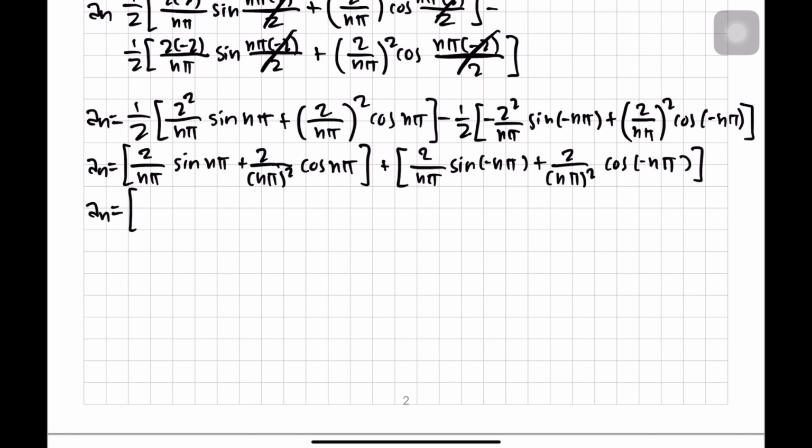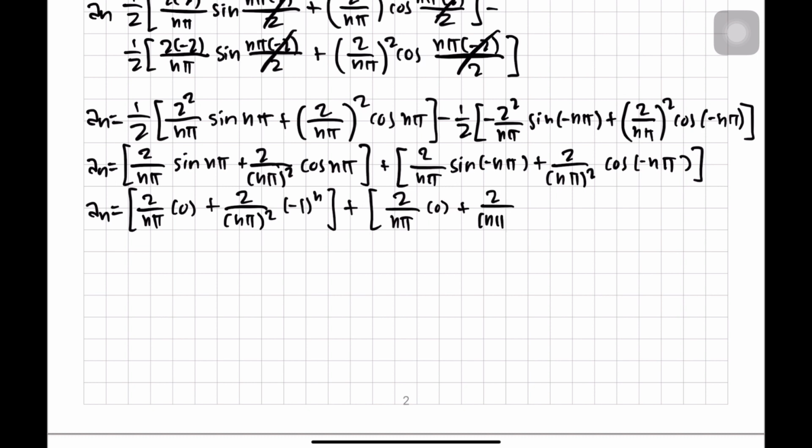Okay, so we have sine, as we all know, that is equal to 0, plus 2 negative n pi squared cosine. If it's cosine, that's negative 1 over n, plus 2 n pi sine, with sine, that's a 0, plus 2 n pi squared. If it's cosine, that's negative 1 over n.